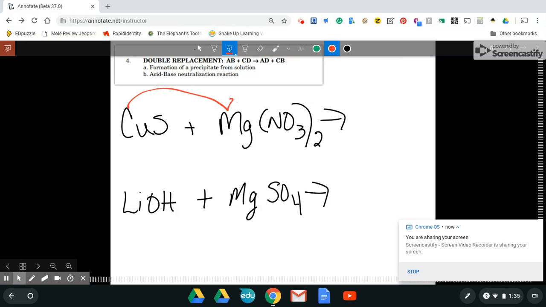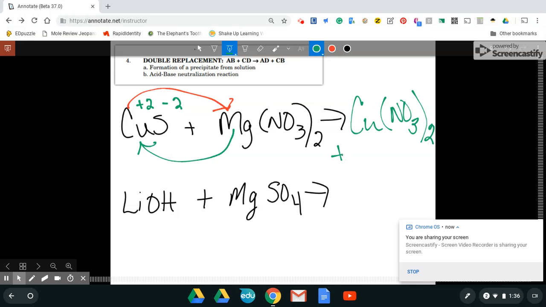So copper is going to go here. Magnesium is going to go here. The problem is you've got to know how to make the formulas on the other side. Since copper, you know that sulfate is -2. Since there's no subscripts, this has to be +2. So Cu, and I'm changing that with nitrate. Nitrate is a -1. So that would be Cu(NO3)2 plus Mg is +2, so when I combine it with the -2, I'm just going to get MgS. So you've got to use your oxidation numbers.